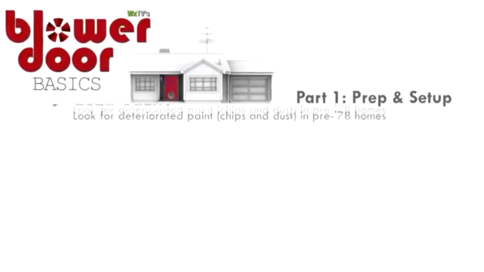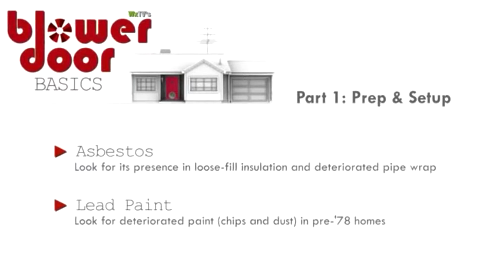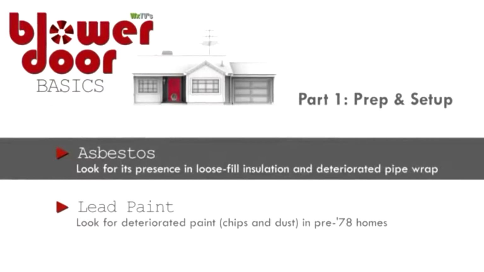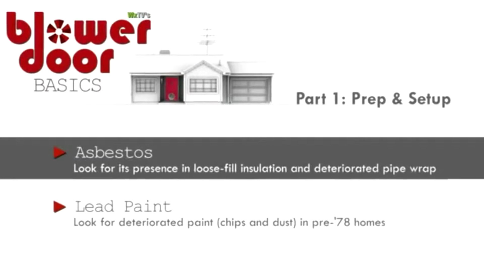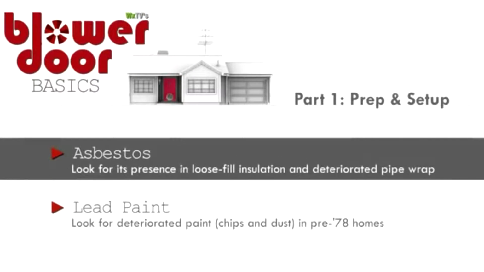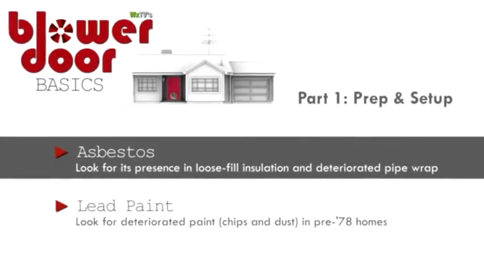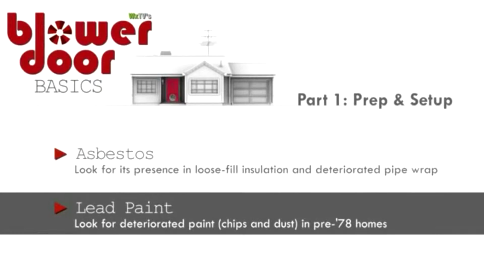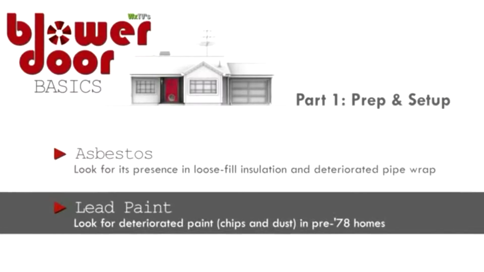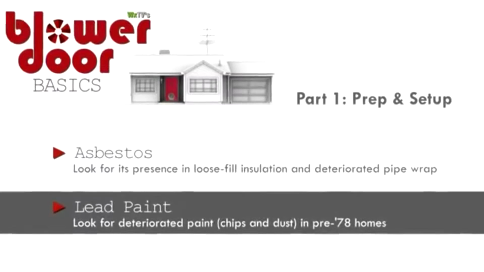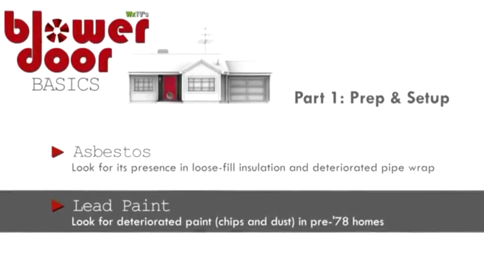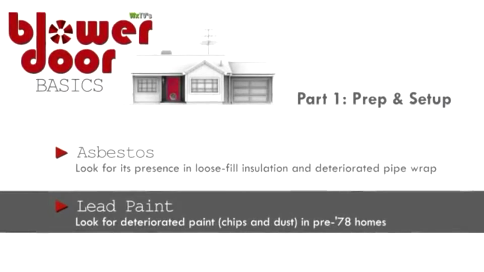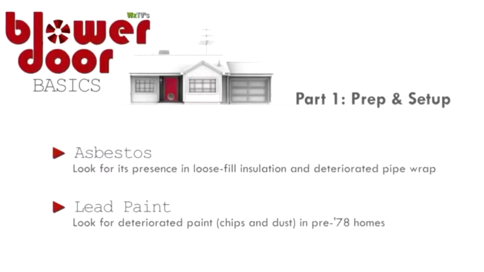While it may not apply to this home, other considerations include looking for friable asbestos and deteriorated lead paint. Look at the loose fill insulation in the attic and pipe wraps around heating systems. If friable asbestos is present, it's a walk-away. Do not run a blower door test. As for lead, if you find deteriorating lead paint around windows, doors, or anywhere in the home, it's really up to the state and the individual auditors as to what to do. A good recommendation may be to at least use a HEPA vac to clean up the debris before proceeding.